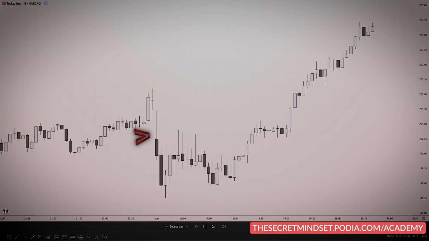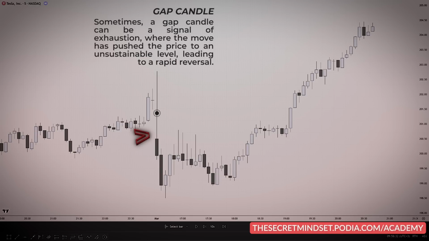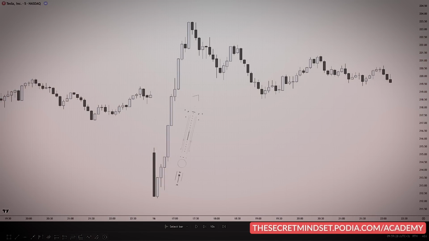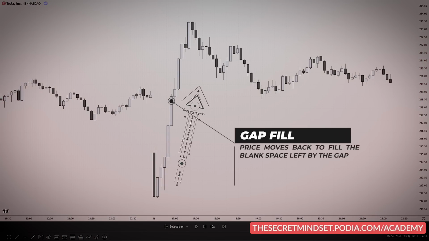Also, gap candles don't always lead to continued movement in the direction of the gap. A gap candle can be a signal of exhaustion, where the move has pushed the price to an unsustainable level, leading to a rapid reversal. This is why many traders pay close attention to gap fills, instances where the price moves back to fill the blank space left by the gap.